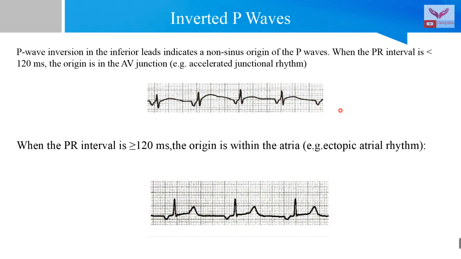But when the PR interval is more than or equal to 120 milliseconds, the origin is within the atria, and we call it ectopic atrial rhythm. P wave inversion is again there, but the PR interval is more than 120 milliseconds, so the origin is from the atria only, but from an ectopic site.